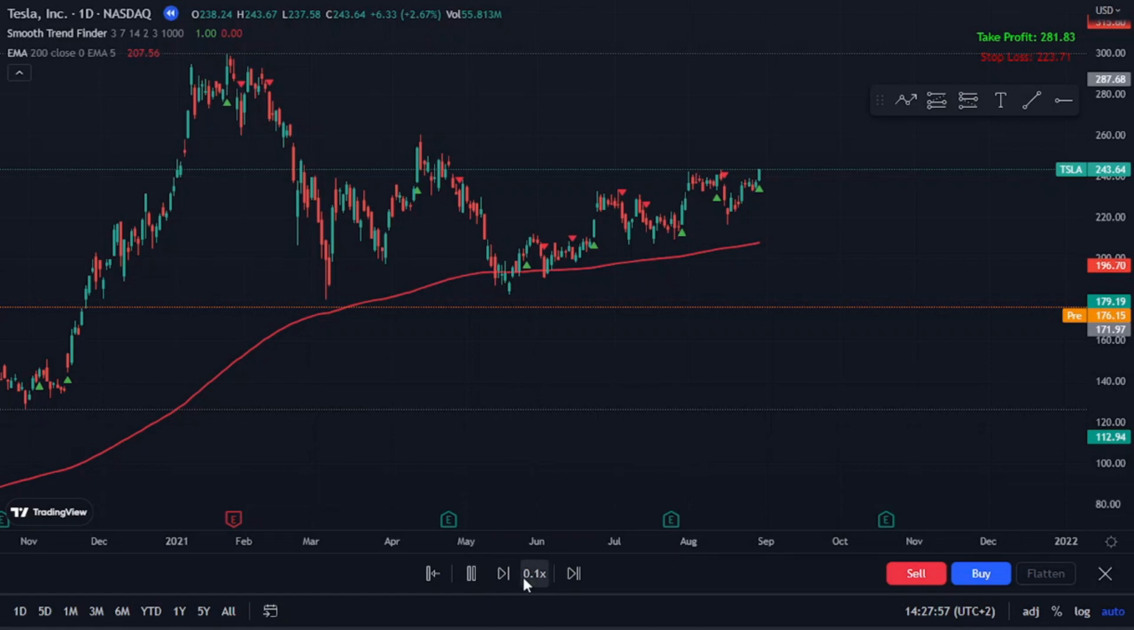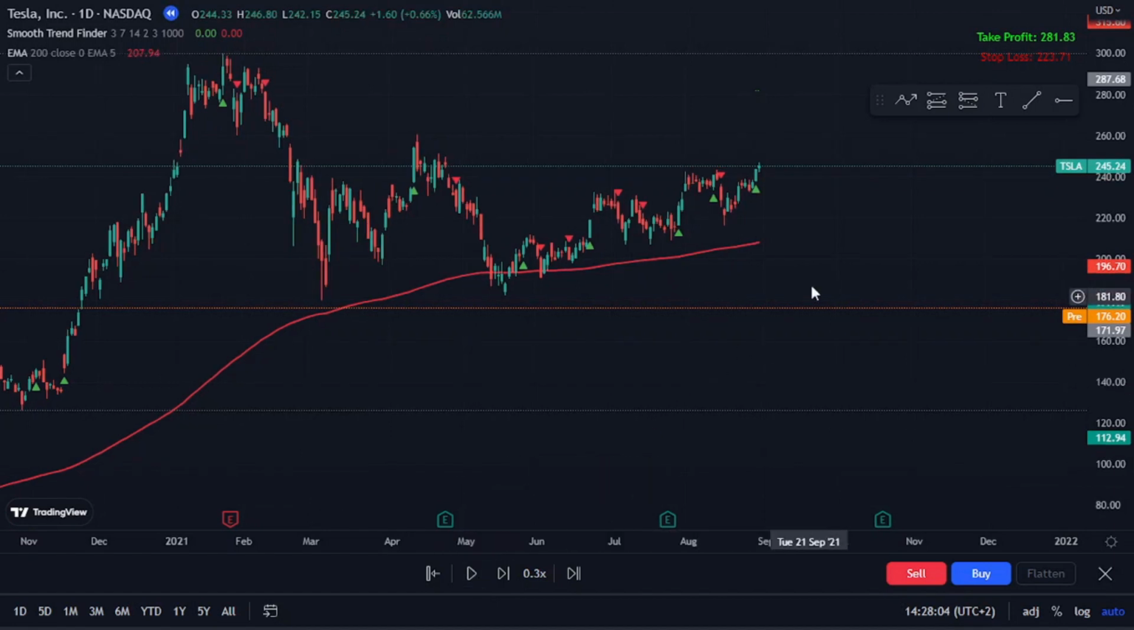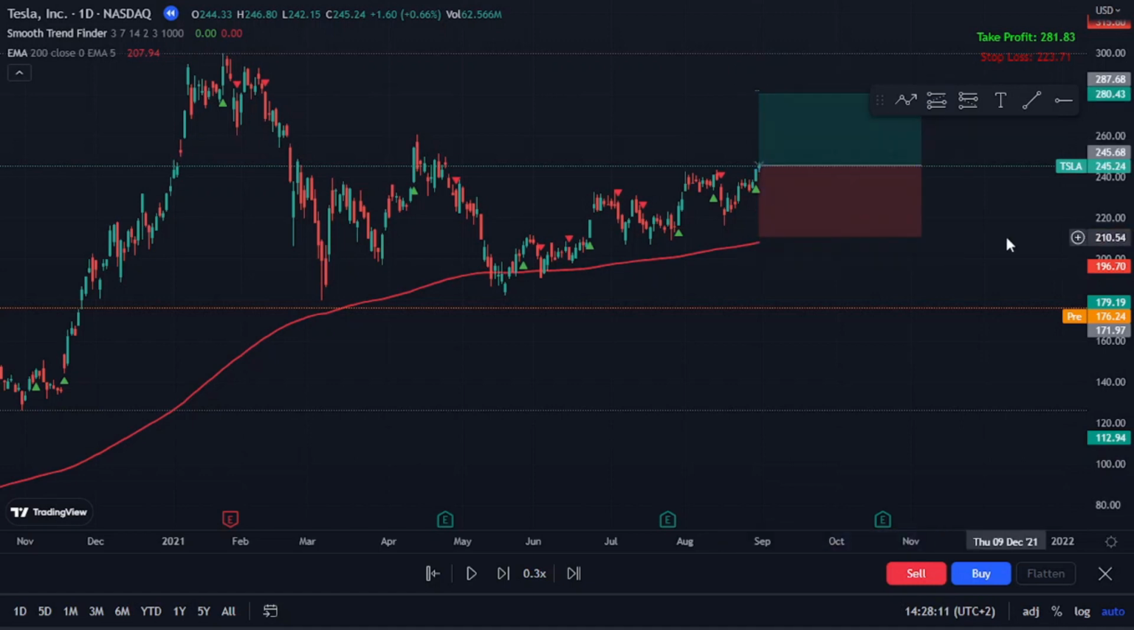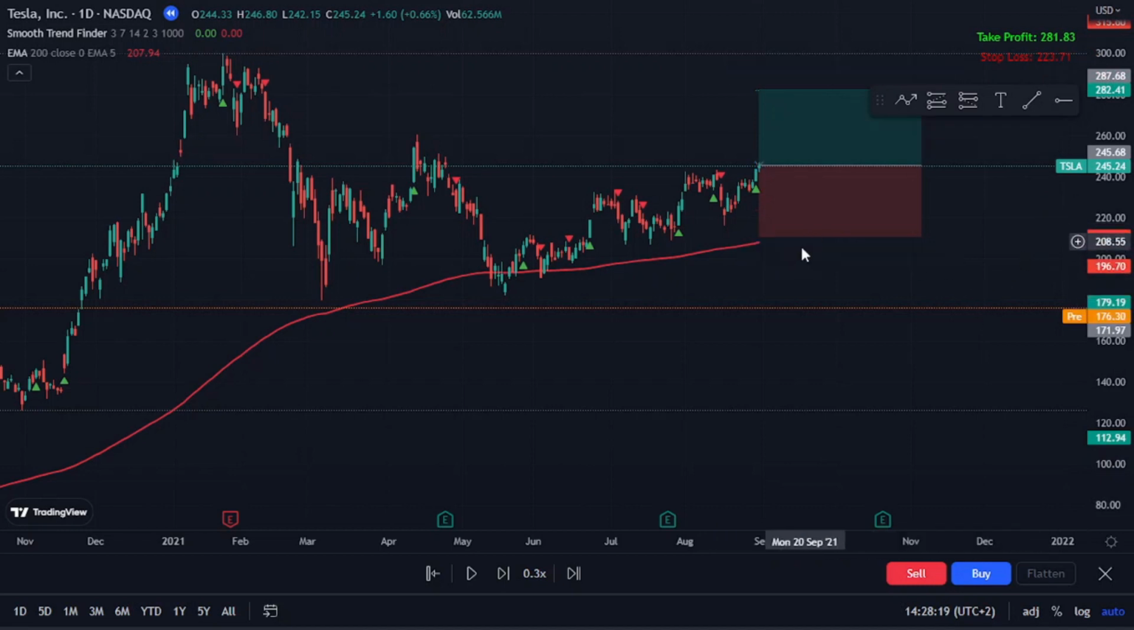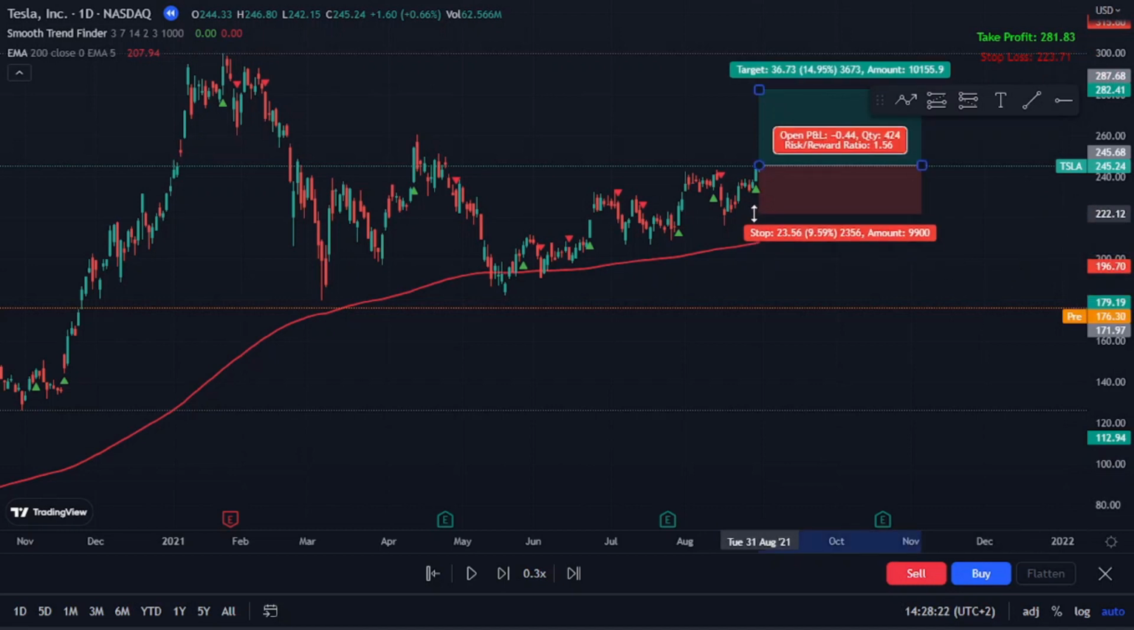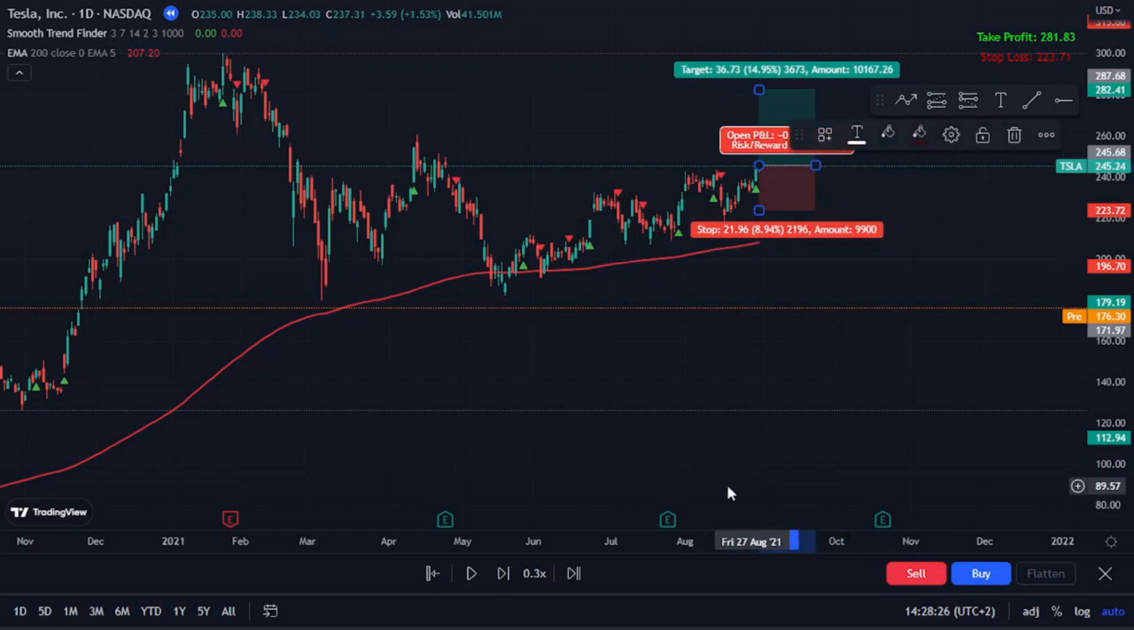Again, if the majority of the candles are above the 200 EMA, we are looking for buy signals, and the opposite when the majority of the candles are below the 200 exponential moving average. In this example, price pulled back to the 200 EMA, and the smooth trend finder gave us a buy alert. It also gives you the stop loss and take profit levels, so you just simply need to enter your trade.